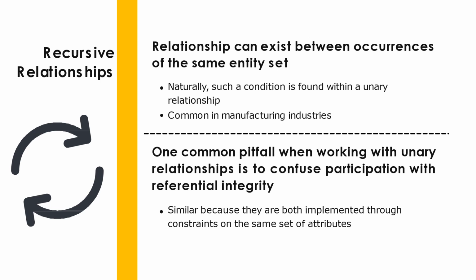Now, a relationship can exist between occurrences of the same entity set. Naturally, such a condition is found within a unary relationship, and it's common in manufacturing industries. One common pitfall, however, when working with unary relationships is to confuse participation with referential integrity. They are similar, because they are both implemented through constraints on the same set of attributes.